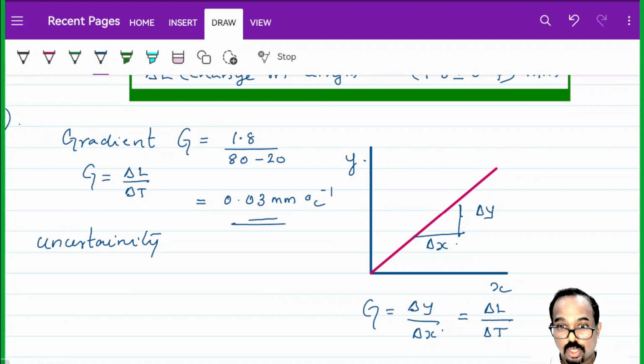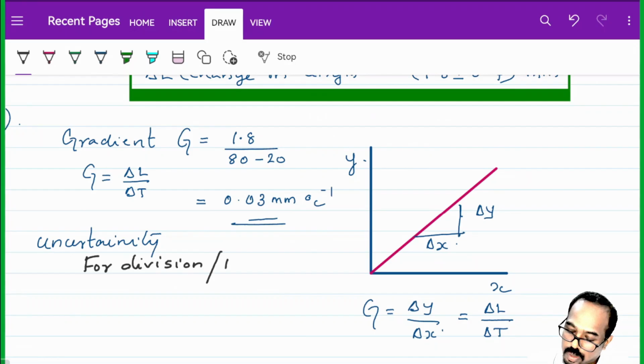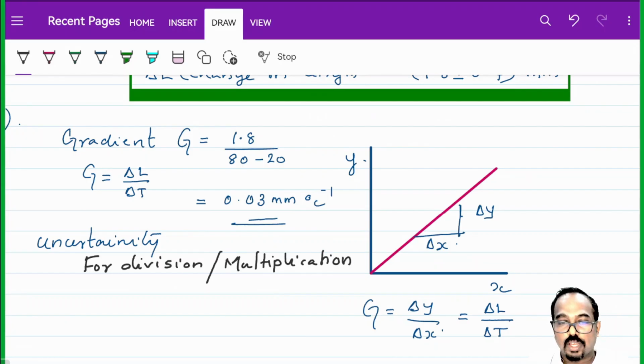Uncertainty, you need to check the equation, okay? Which operation have you done? Gradient, delta L by delta T, right? So you have divided, division has been done. So uncertainty calculation for division and multiplication. For division and multiplication, you need to add the fractional uncertainty or percentage uncertainty. These two rules you need to remember. For addition and subtraction, you will add absolute uncertainties. For division and multiplication, you will add the fractional uncertainty or percentage uncertainty.